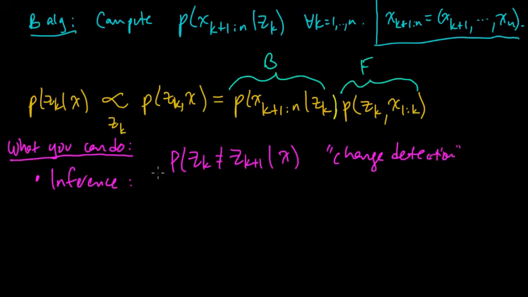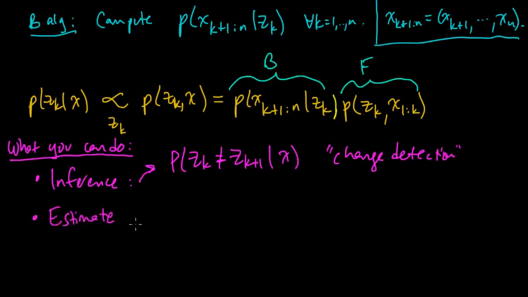That's one type of thing. Well, I'll just give you that one example. I think you can probably see. So this is one example of inference, and there's tons of other things. Pretty much anything that you want to compute about the z's given the x's, you can do.